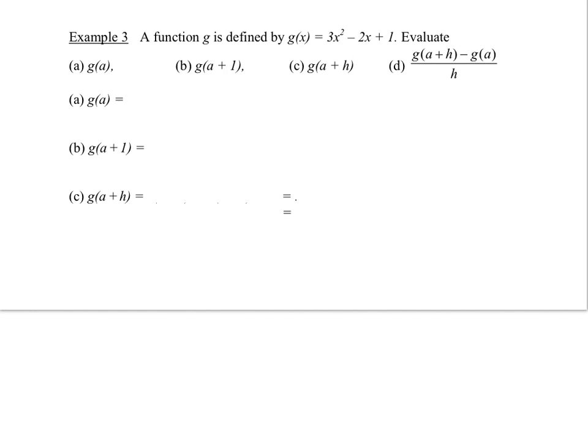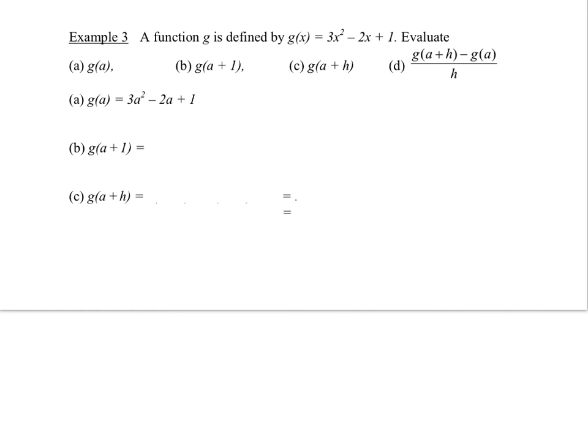In this example, we have not just a number going into the function, but a value a. So a is not a number but a letter, but the same things apply to it that apply to numbers. So if we want to find g of a, we just replace x with a. Instead of 3x squared minus 2x plus 1, we will have 3a squared minus 2a plus 1, because anytime the x has appeared, it has been replaced with a.